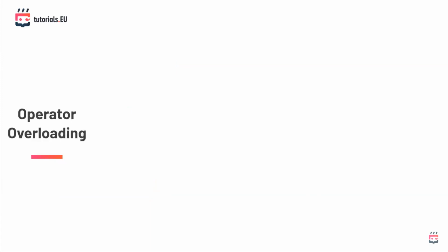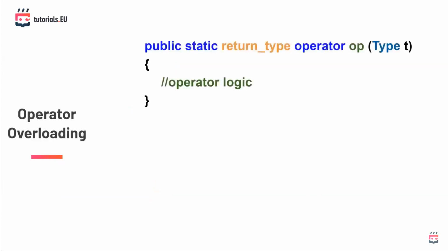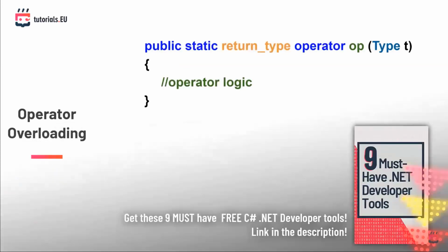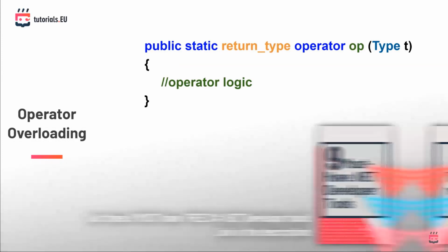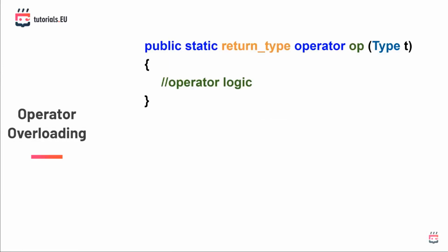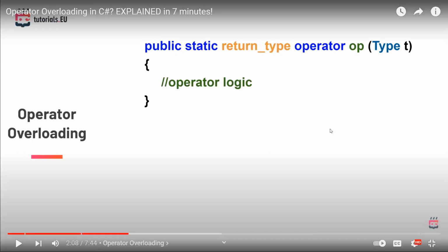So the syntax to overload an operator will look like this. Since we will most likely use the overload from outside our class, we will start by using public static. This is because the operator methods are class methods and not object methods. Then we define the return type followed by the operator keyword. And then we need to specify the operator we are overloading, for example, plus, minus, and finally the parameters of the operator.